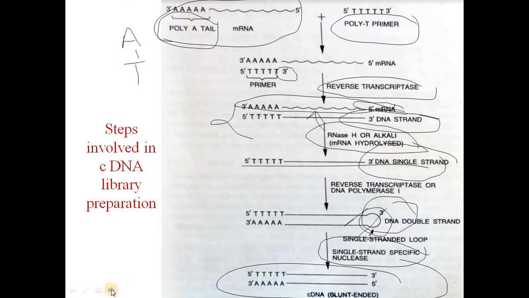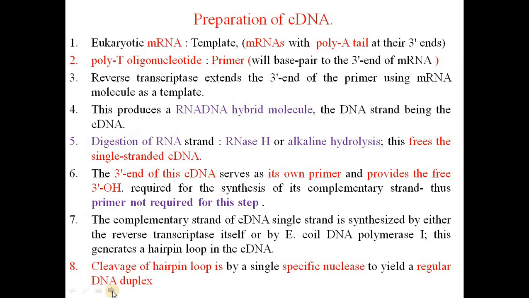So in this figure it is clear how there is a need of a primer, and this is a poly T oligonucleotide because the mRNA has a poly A tail, and finally we will get the double stranded DNA. These are the steps again for your revision.